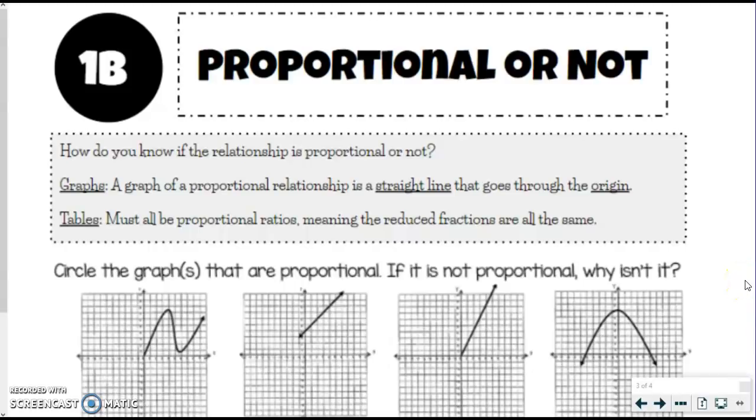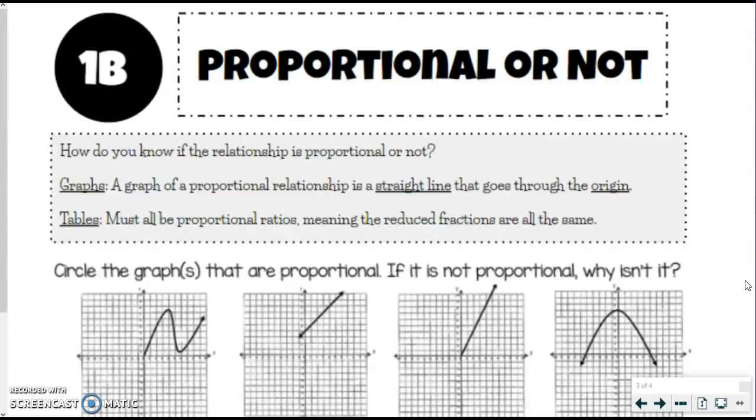All right, moving right along because you've got a lot to do. So we're going to talk about whether graphs or tables are proportional or not, and how you know. How would you know if a relationship is proportional or not? Well, the whole idea behind proportion is that you're doing the same thing over and over again, and it's typically with multiplication because that's a repeated step.